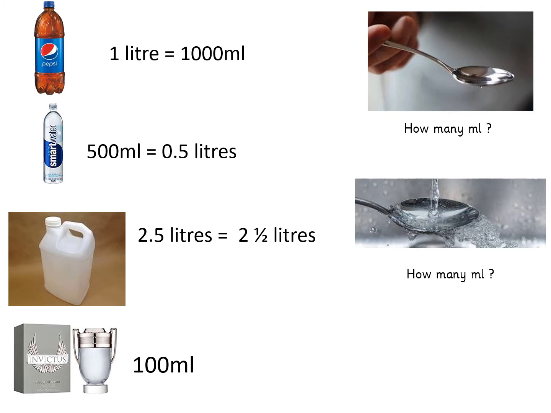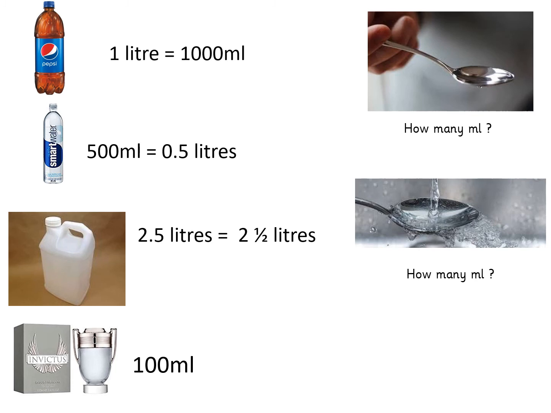This slide may help you understand litres and millilitres a little bit better. The large bottle of Pepsi contains 1 litre or 1,000 millilitres. The smaller bottle of water is 500 millilitres. That is half a litre. Some containers contain a lot more. The large one you see on the screen is 2.5 litres.